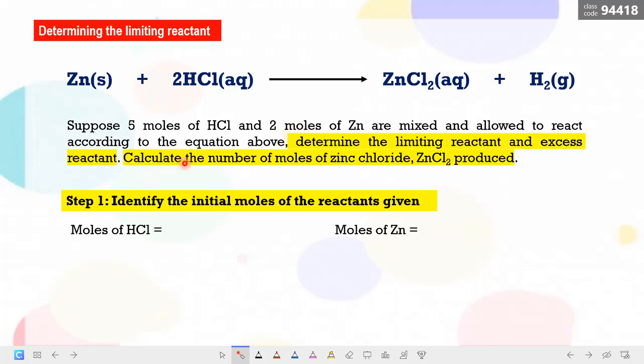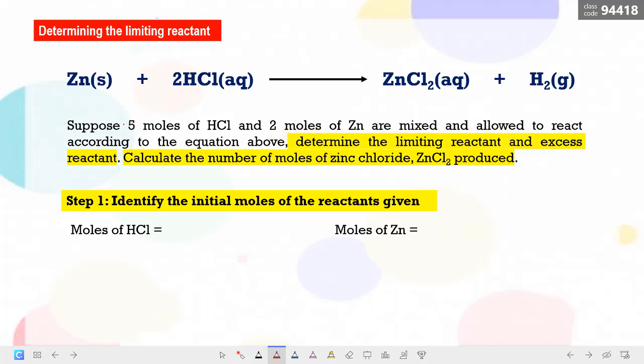After that, barulah kita boleh continue with the following question. Calculate the number of moles of zinc chloride produced. Okay, usually the question will give you mass of each reactant. Tapi ada juga ketikanya soalan berikan awak mole yang dah siap. Dia dah siap kira mole.